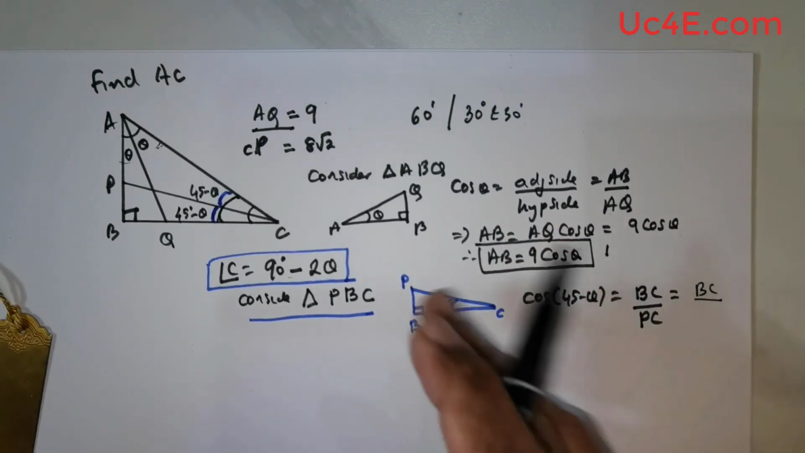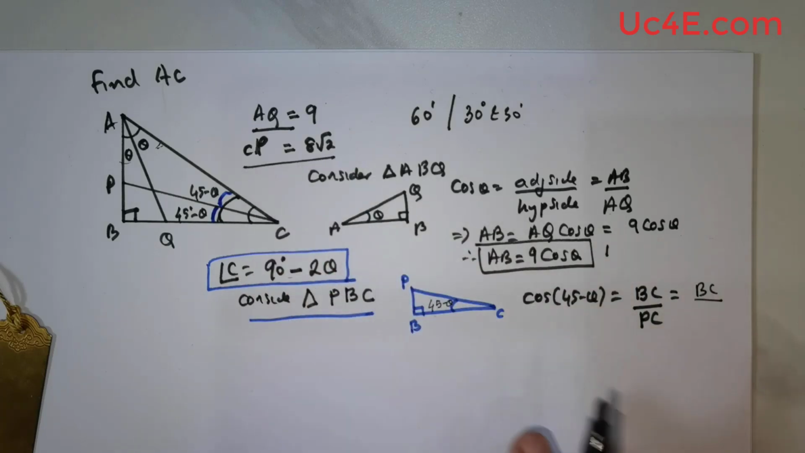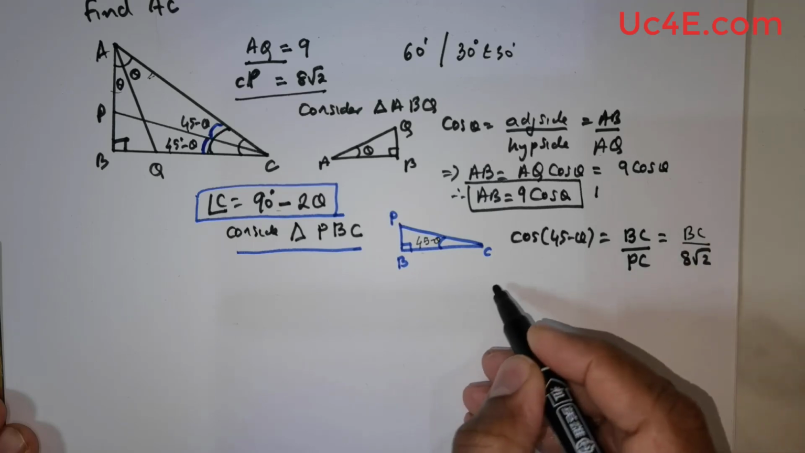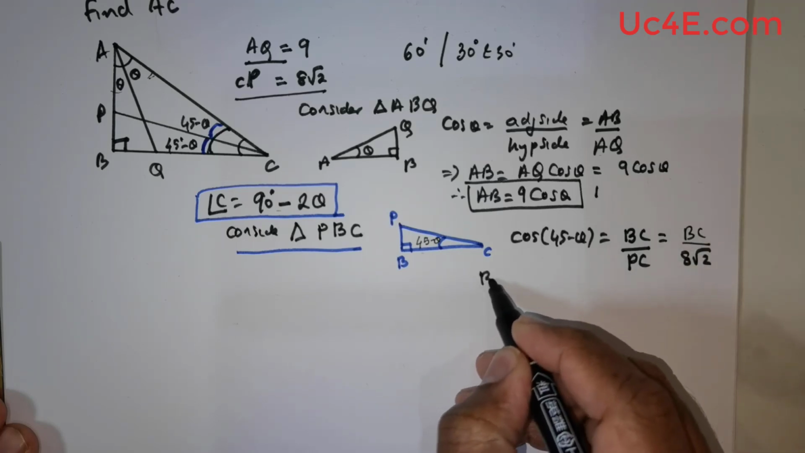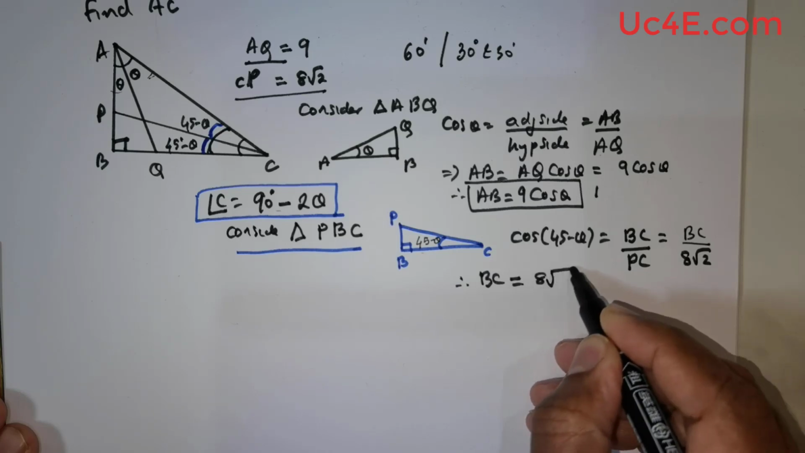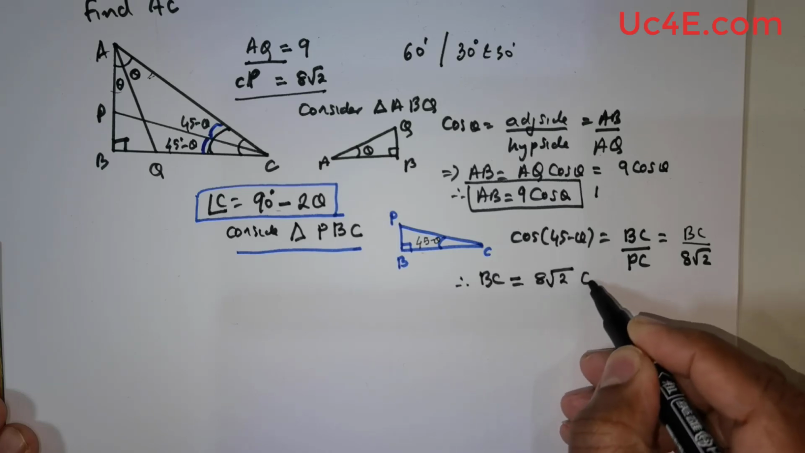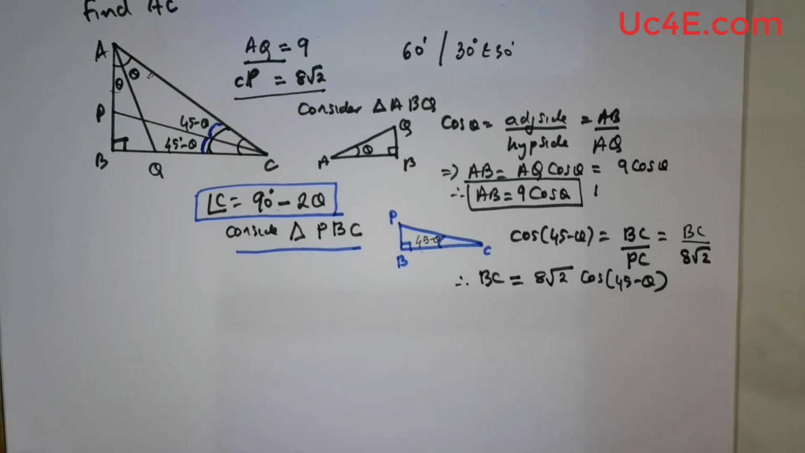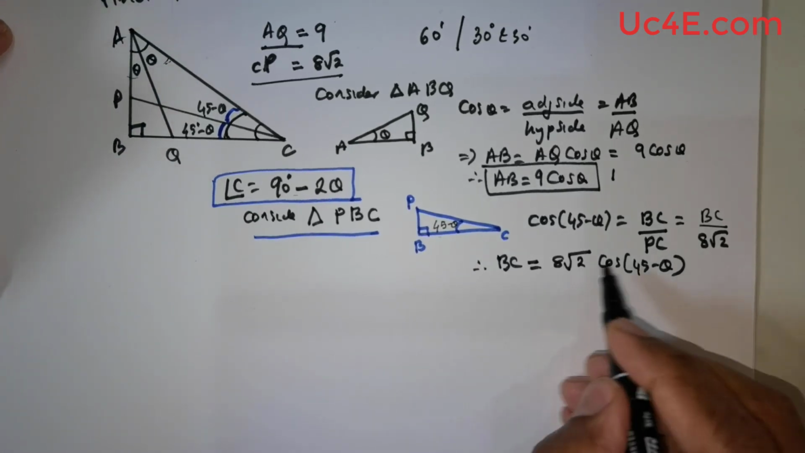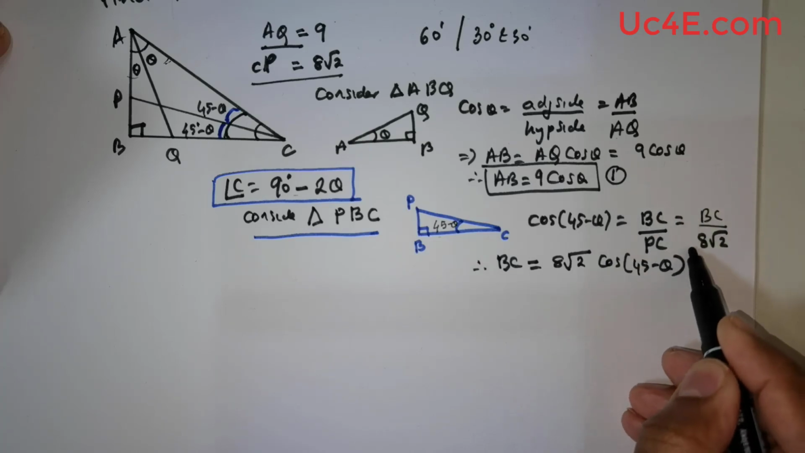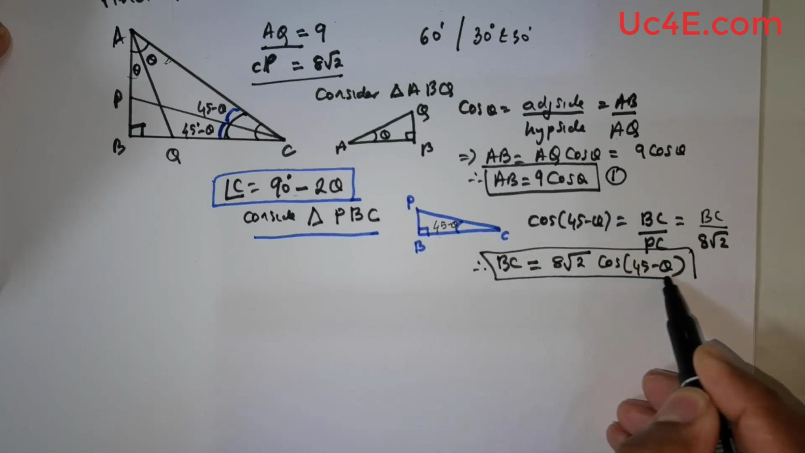What is the value that's given? That's equal to 8 into root 2. So 8 into root 2 is given. So from here I can write, therefore BC is equal to 8 times root of 2 times cos of 45 minus theta. Fine. Okay, so let me take this. I've taken this as 1. I'm going to take this as 2.